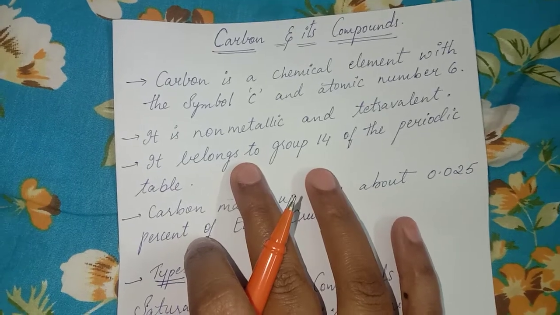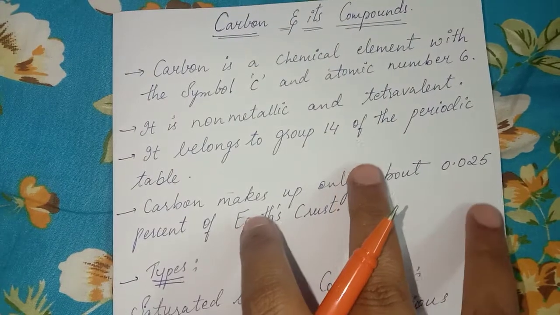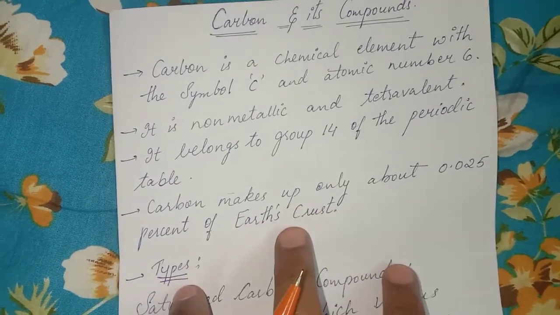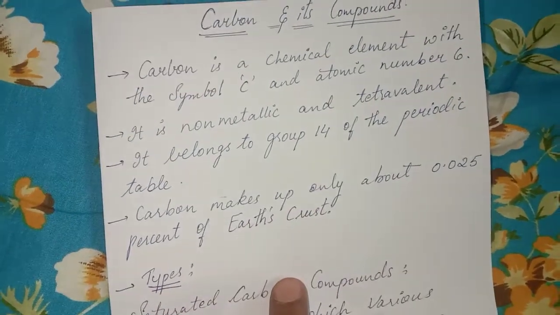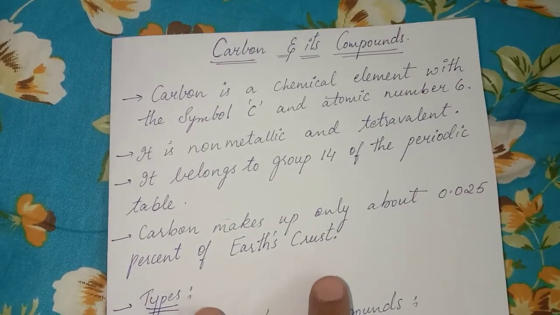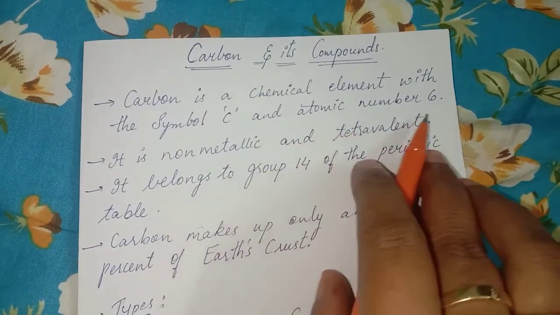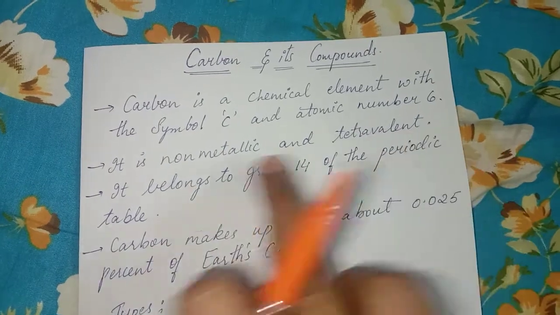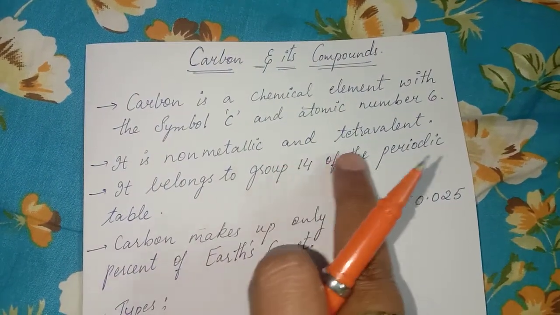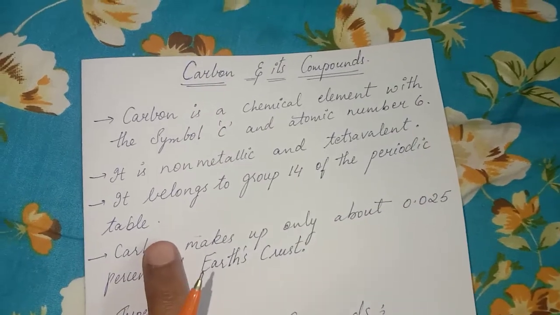Students, today we are going to discuss a topic on carbon and its compounds. Before going into that, let us know what carbon is, what its properties are, and how it forms compounds. Carbon is a chemical element with the symbol C and the atomic number 6, and it is non-metallic and tetravalent. Tetra means 4, as you all know.